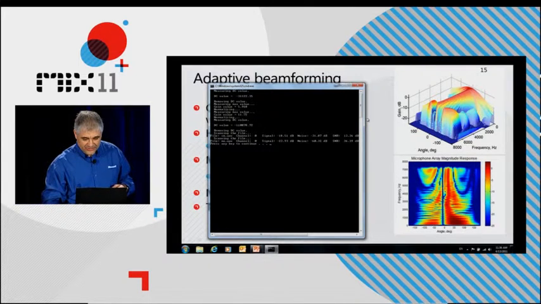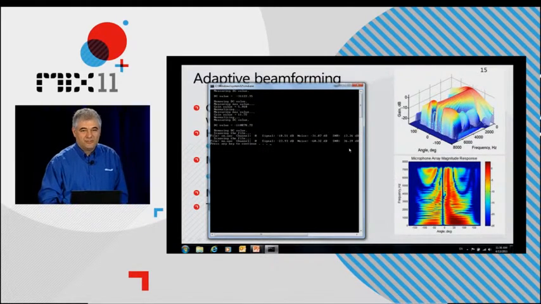If you can see the numbers here, the single microphone had signal to noise ratio around 13 dB, and the output of the beamformer had 36 dB. So we get around 23 dB noise suppression just in this particular case here.